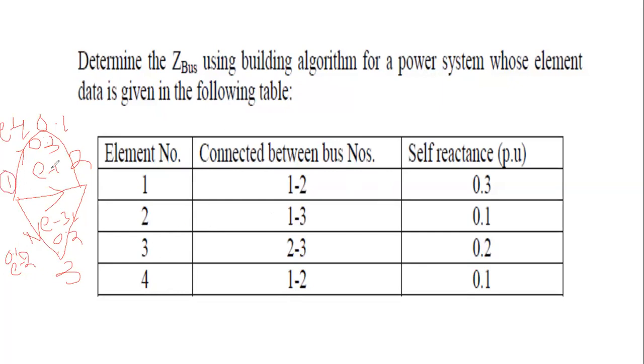We have 3 buses: 1, 2, and 3. How many elements are there? Element 1, element 2, element 3, and element 4. We have 4 elements. First of all, we take one reference, that is step 1. Consider bus 1 as the reference bus, and this will be observed in the diagram.